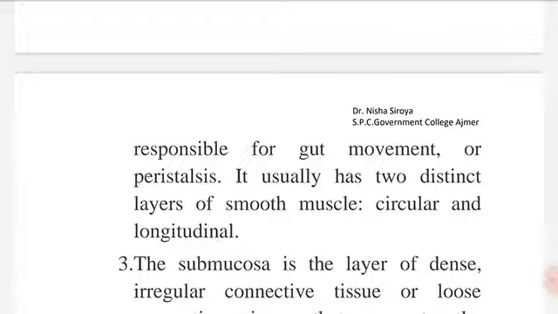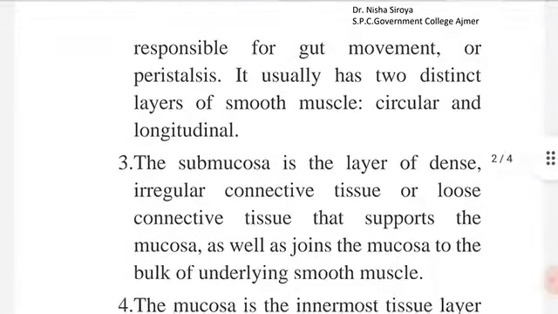In our previous lecture, I told you that peristalsis occurs because of two sets of muscles, some longitudinal muscles and some circular muscles. It usually has two distinct layers of smooth muscles, circular and longitudinal.